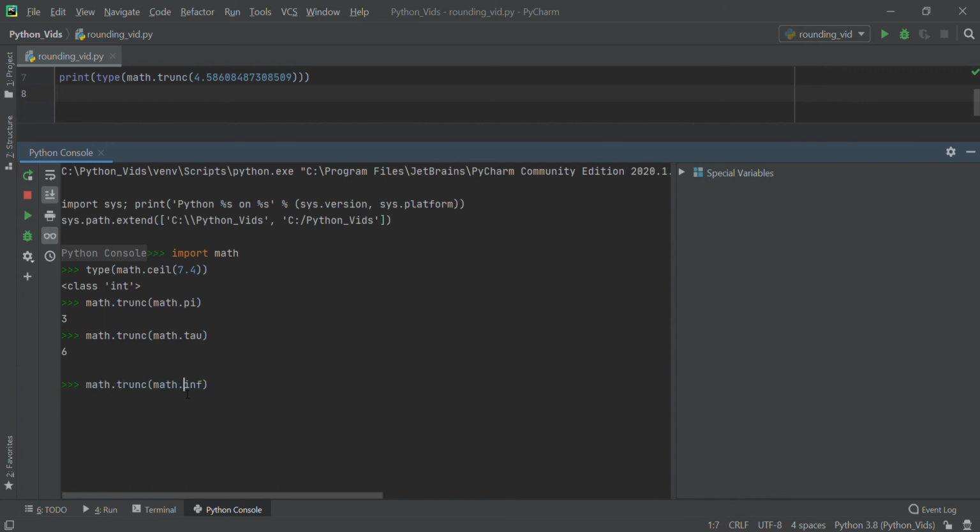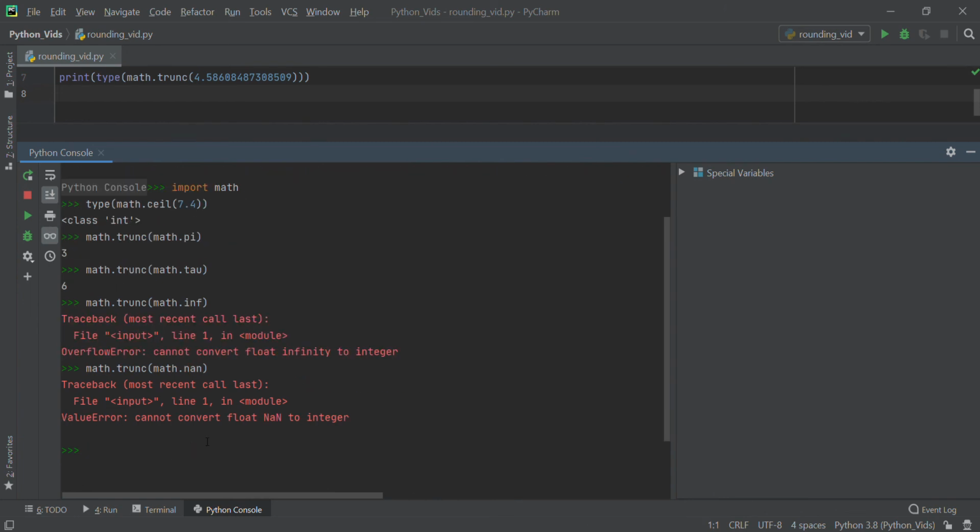Remember that math.inf is our way of representing infinity using the math module. And no, overflow error again. It's too much. You can't truncate infinity, which makes some sense. How could you possibly do that? And same with not a number. It's going to give you an error as well, but just for purposes of showing you, if you do trunc of not a number, it also gives you an error. Can't do it, can't truncate something that's not a number to begin with.